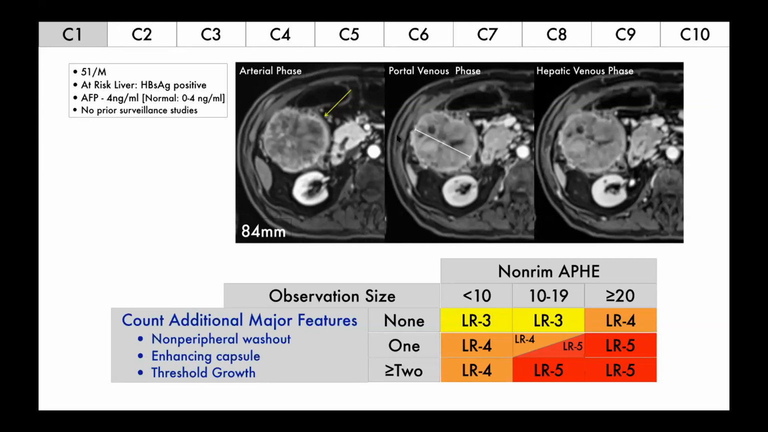You're used to measuring observations or lesions in the liver in 3 dimensions: transverse, anteroposterior, as well as superior inferior. In LIRADS, you just measure the single largest dimension on the axial section. So when I measured it on the axial section, the observation measured 84 millimeters or 8.4 centimeters. So if I look at the table, this is non-rim AFI. I would go to the extreme right. It's greater than 20 millimeters.